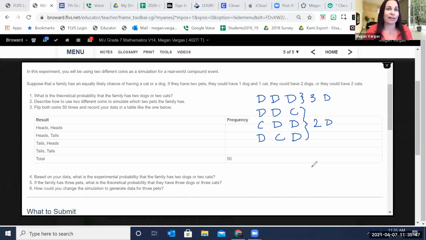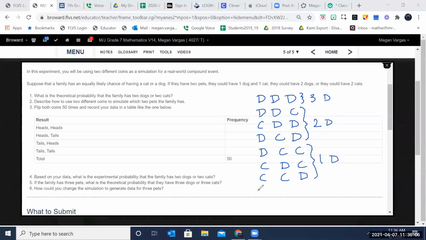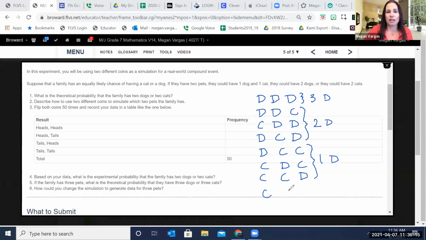Now we're going to look at how many different ways you could have just 1 dog. That dog could be first, it could be second, or it could be third. Those are all the ways you could have just 1 dog. It's basically just looking for the possible outcomes, right? Then, of course, you could have 0 dogs, and just all cats. So that would be cat, cat, cat. 0 dogs. So that's it.